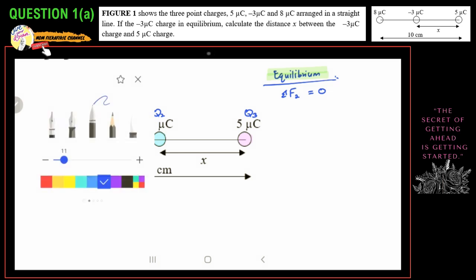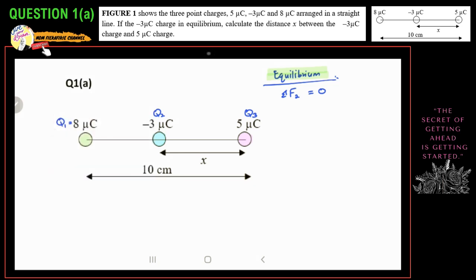Okay, so let's try to draw all the forces on the second charge. Alright, so since this is negative charge and this is positive and this is also positive, it means that the force on the second charge due to the third charge is to the right. Means that the second charge is negative, so it will be attracted to the third charge. So the direction of the force on second charge, Q2, should be to the right. So let's label F on 2 due to the third charge.